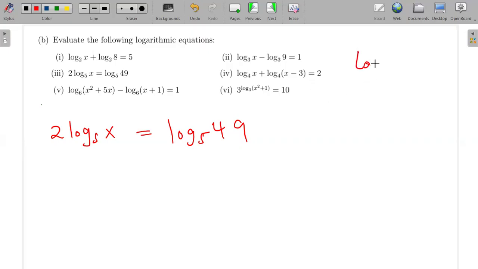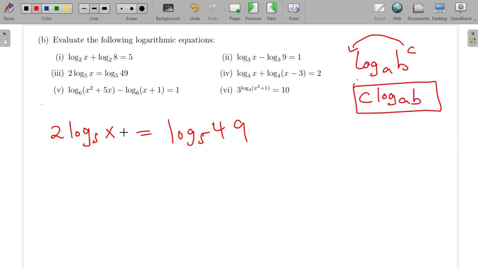Okay, so the first thing is to use this law. We said if I have log base A of B to the power C, I can actually drop this C, remember? So this becomes C log base A of B. So on this part here, I'm going to raise this 2 so that it becomes a power there. I can also drop it using this law. So this one becomes log base 5 of x squared is equal to log base 5 of 49.